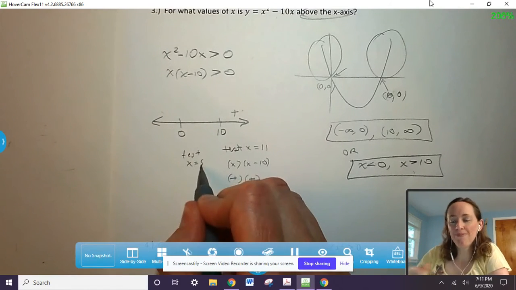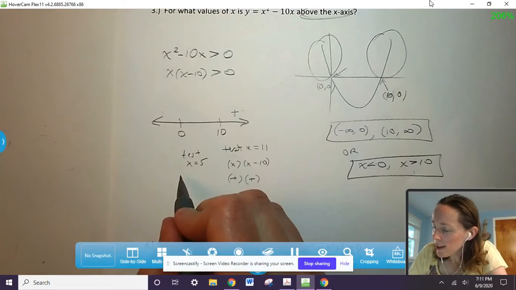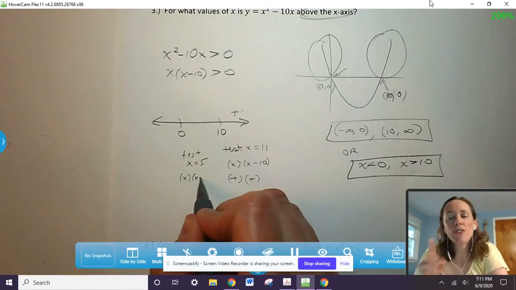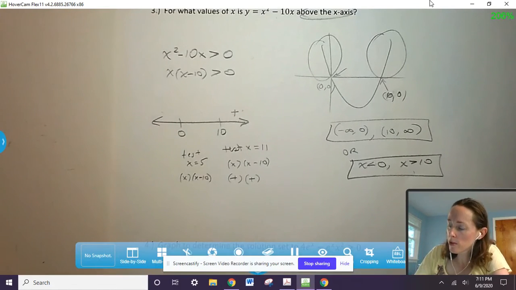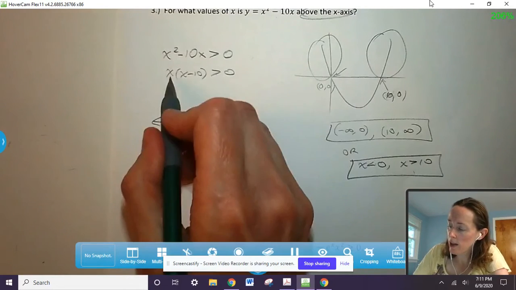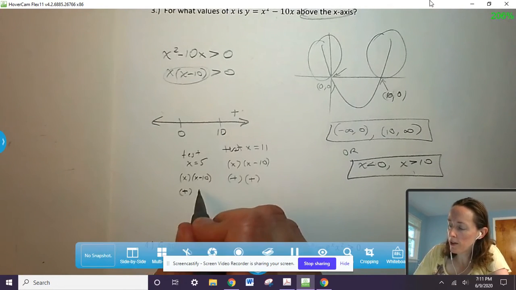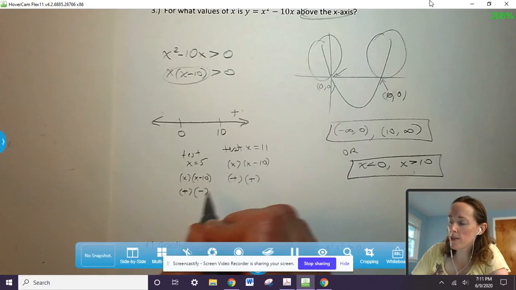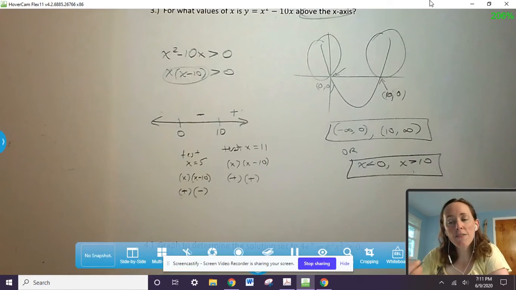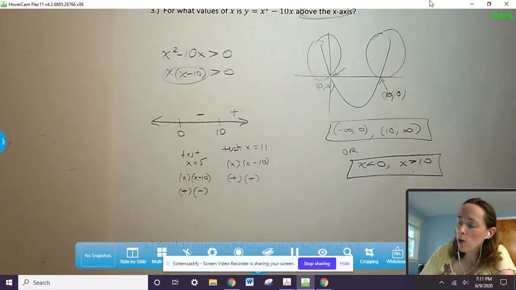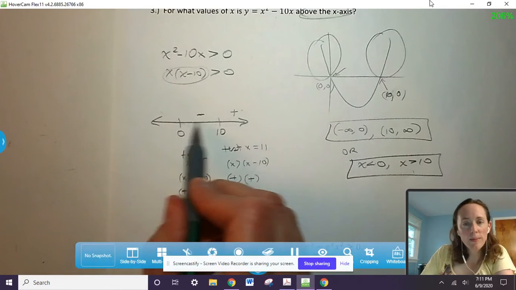I'm going to go right in the middle. And again, I don't actually need the numerical value. I just need to know whether it's positive or negative. So if I plug in 5 to this right here, that's positive. If I plug in 5 here, that comes out negative, and a positive times a negative is a negative. So by testing 5, that represents all the x's in this entire region.